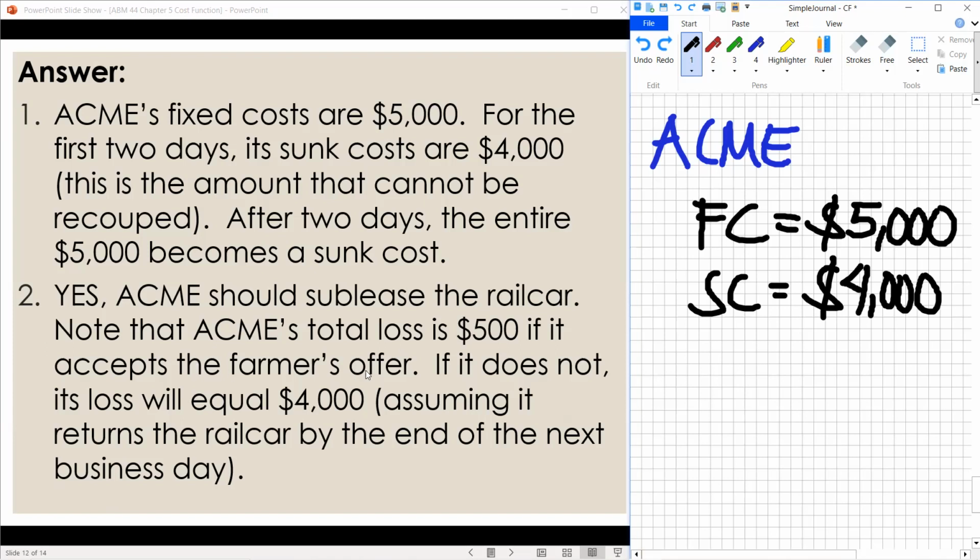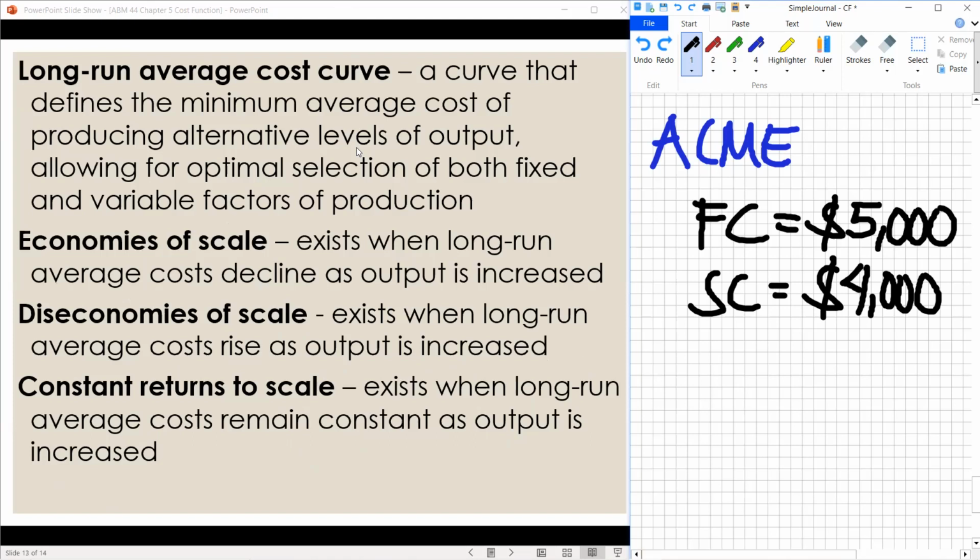Acme should sublease the rail car because note that Acme's total loss is 500 if it accepts the farmer's offer. If it does not, it will lose 4,000, assuming it returns the rail car by the end of the next business day. So yes, Acme should accept the offer given nga mas makatipid siya, kay okay ra nga loss nga 500 compared sa 4,000 or 5,000 itself. So that is the answer for the given question or situation.